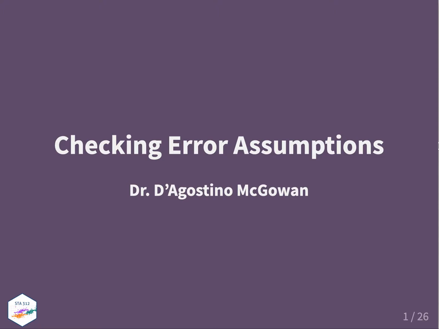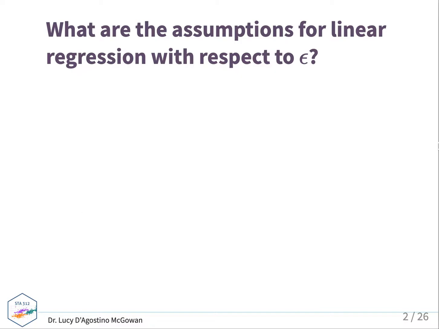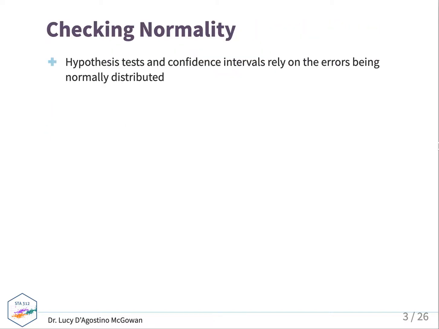All right, so let's talk some more about checking error assumptions. Okay, so as a reminder, what are the assumptions for linear regression with respect to the errors, to epsilon? It's constant variance, normality, and independence. And so we've talked about constant variance already. Now let's talk about checking normality.